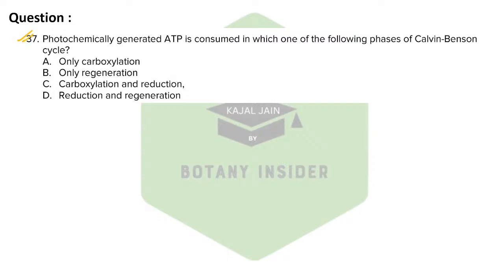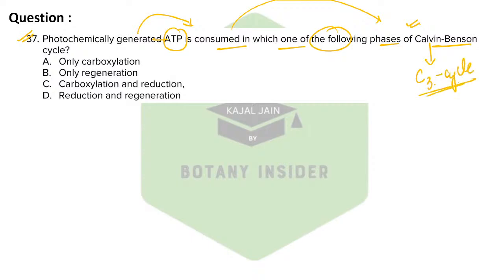Next question. Photochemically generated ATP is consumed in which of the following phases of Calvin Benson cycle? Very easy again. It is asking you, in the C3 cycle, at what step do you have the utilization of ATP? Mark the answer for this quickly. Very easy again.